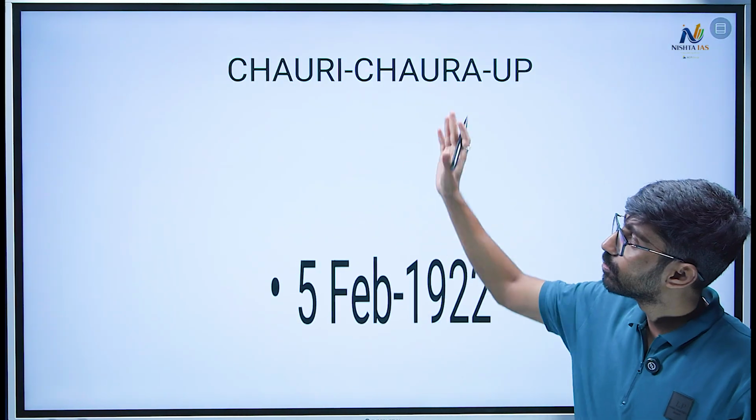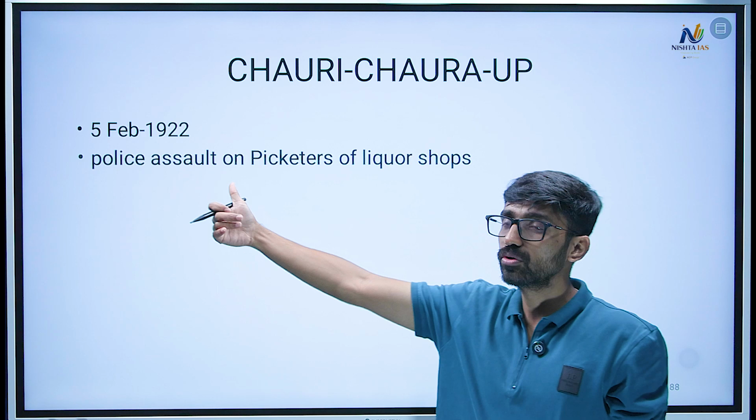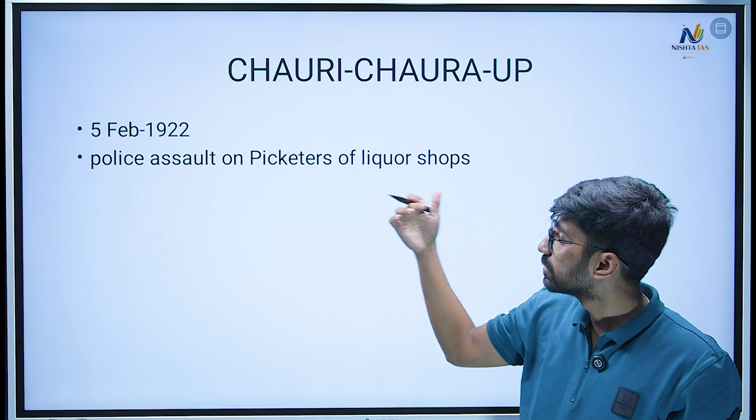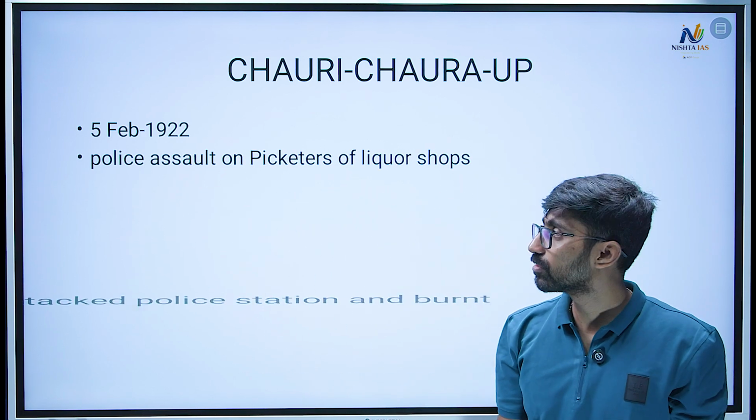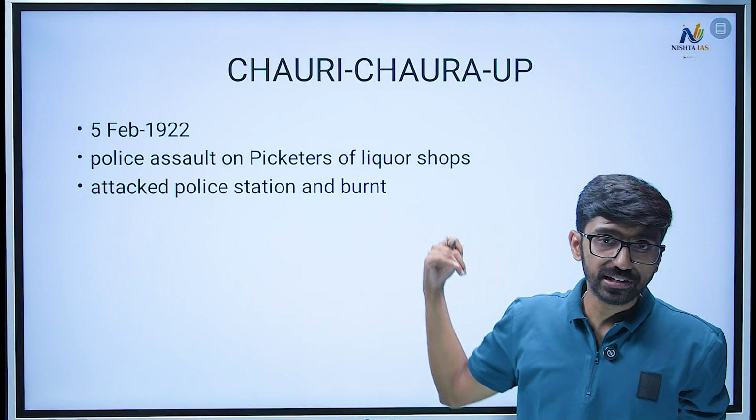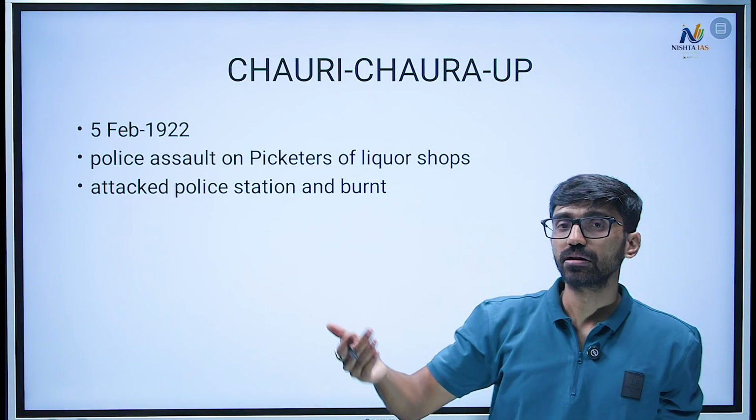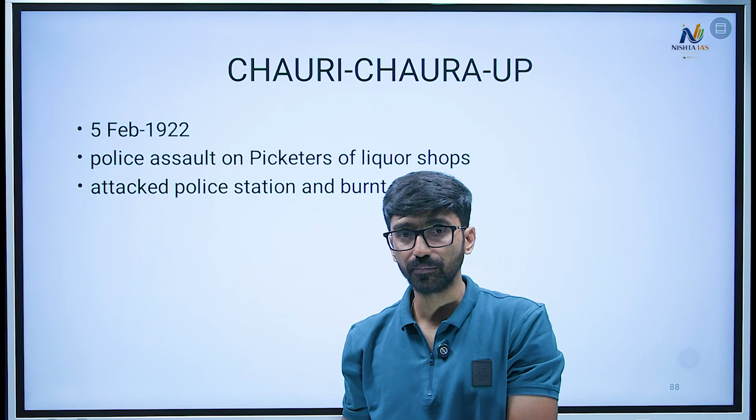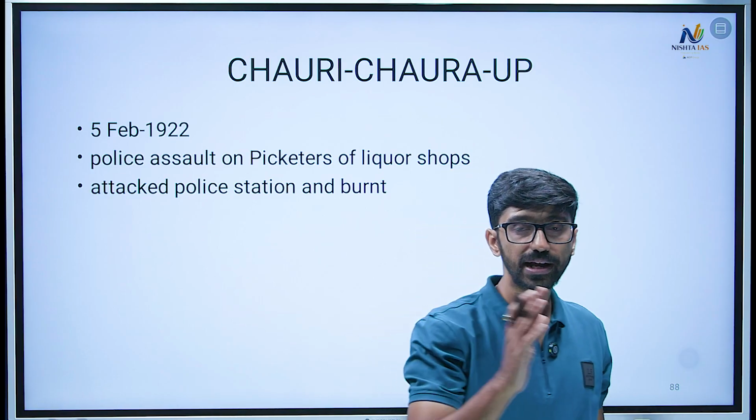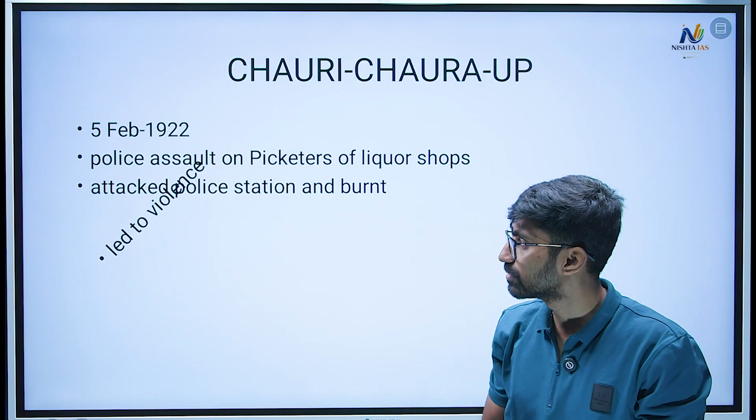But what happened? Chori Chora incident happened on 5th February 1922. Police assaulted a peaceful protest. Picketers of liquor shops in Chori Chora in UP attacked the police stations and burnt them. Okay, the people were peacefully protesting, the police attacked them. As a response, the people attacked the police station. It led to violent clashes.